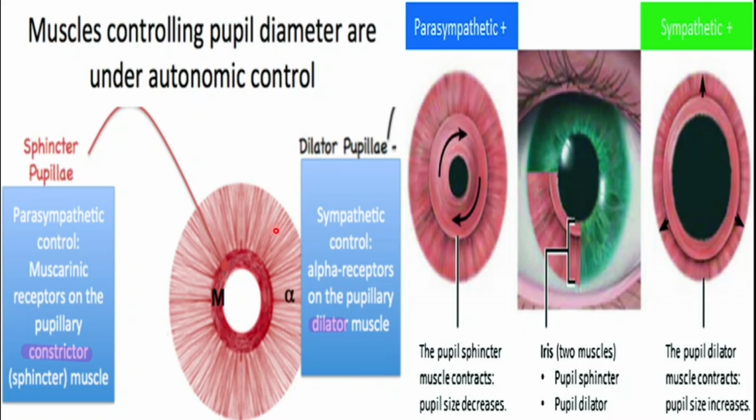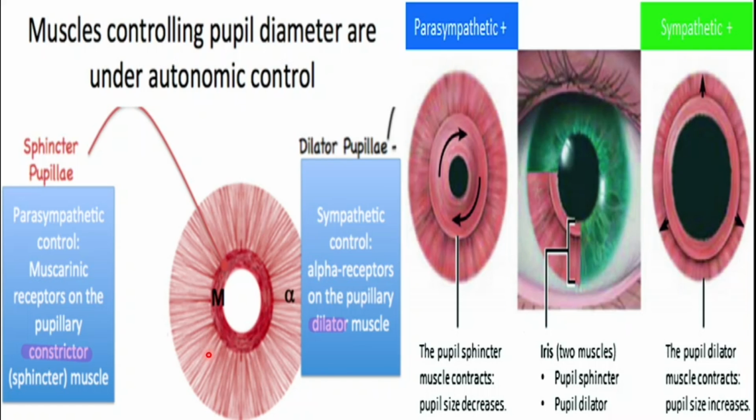So this is the reason that in a fight or flight response, and you know that in the fight or flight response there is sympathetic nervous system activation, your pupil size increases, so that more light will enter inside the eye and you can see things far more clearly.